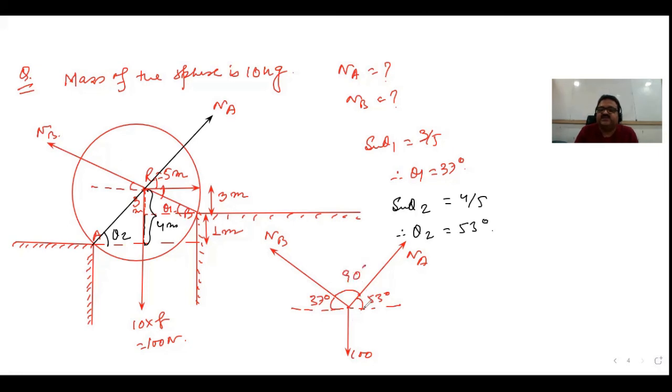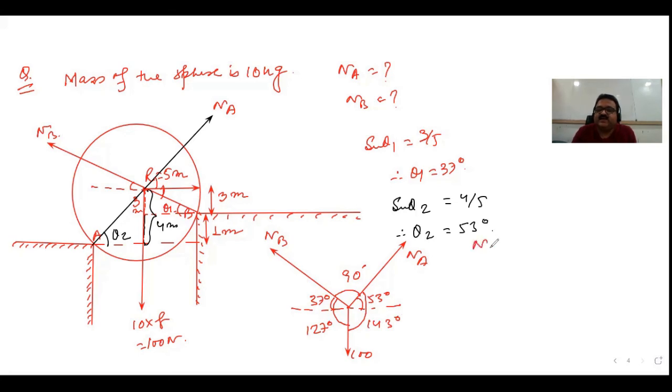Then 90 plus 53, what is this angle? 143. And this is 90 plus 37, that is 127. Now apply Lami's theorem.